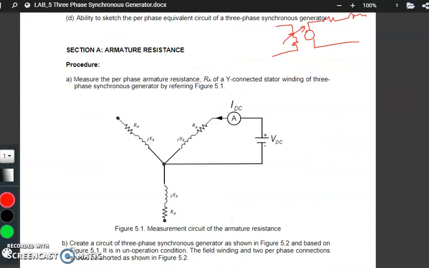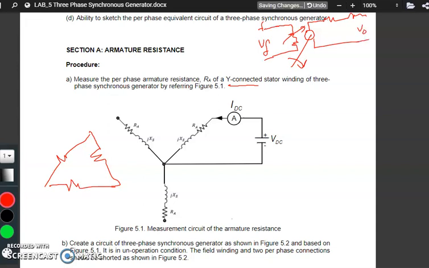Okay, for section A, armature resistance. For this experiment, we are focusing on the Y connected machine. We have learned before about the 3-phase delta connected machine. So we are performing a DC test. Normally the machine should be rotated. So we have VF here, and we have V out here, or V line, or V terminal.